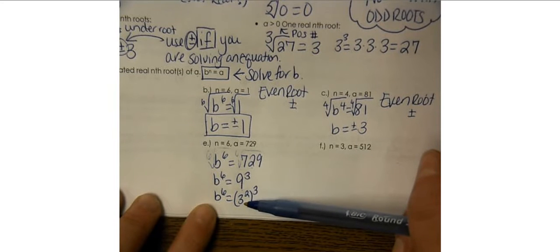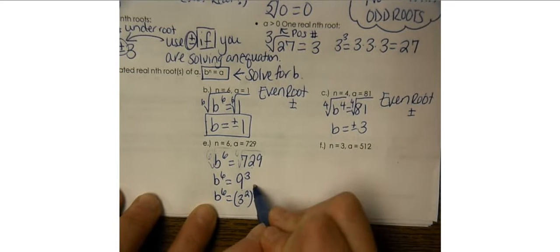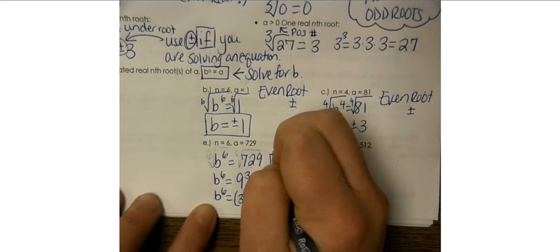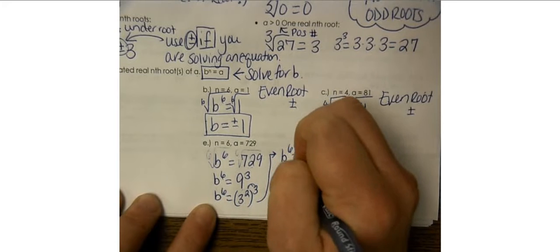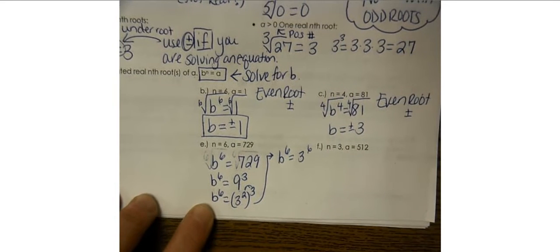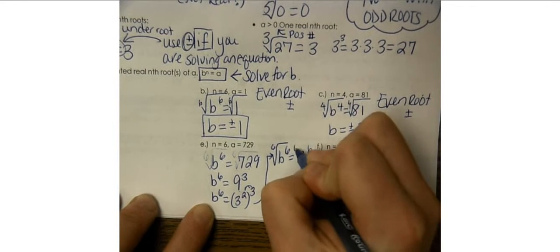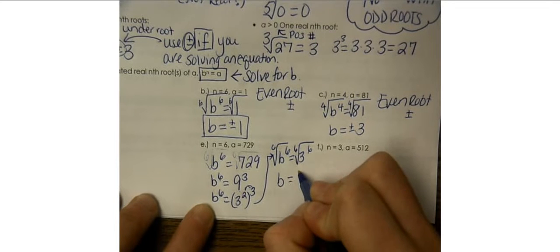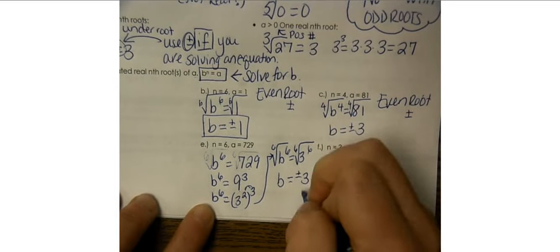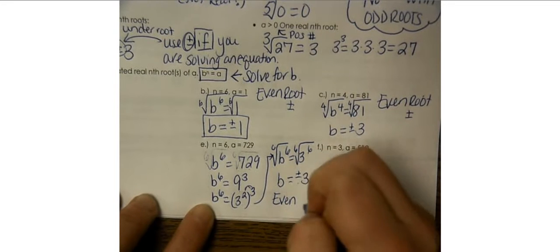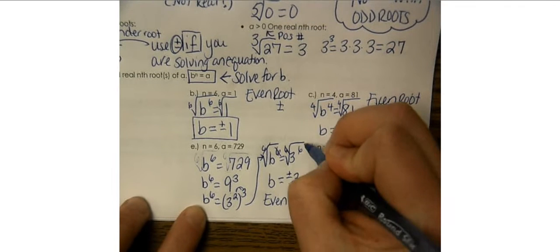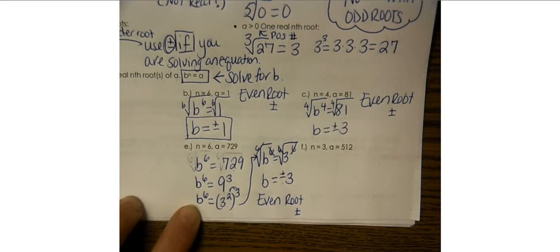Watch what happens. We now have a power to a power. 2 times 3 is 6. So I now finally have b to the 6th power equals 3 to the 6th power, and I can take the 6th root of both sides. And this is going to be equal to plus or minus 3. And we're going to have plus or minus because, once again, this is an even root. So we will have plus or minus in our answer. Remember that whenever we're taking the 6th root, the 6th root eliminates the 6th power.